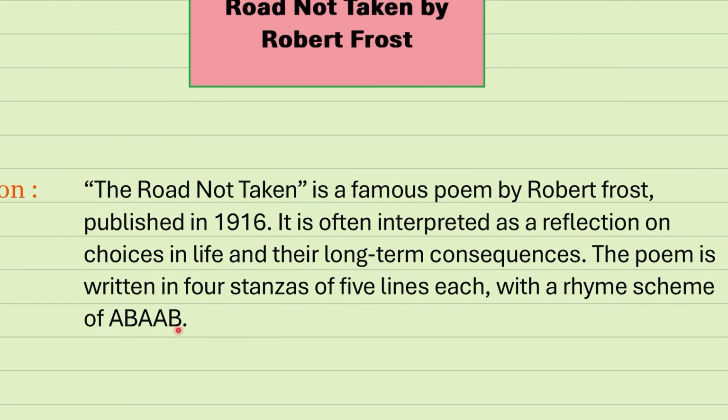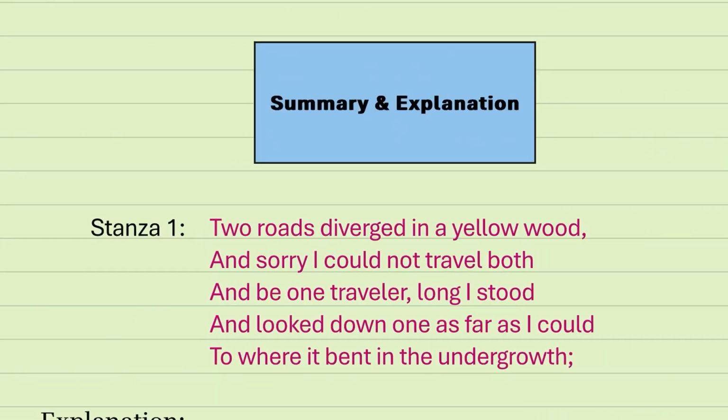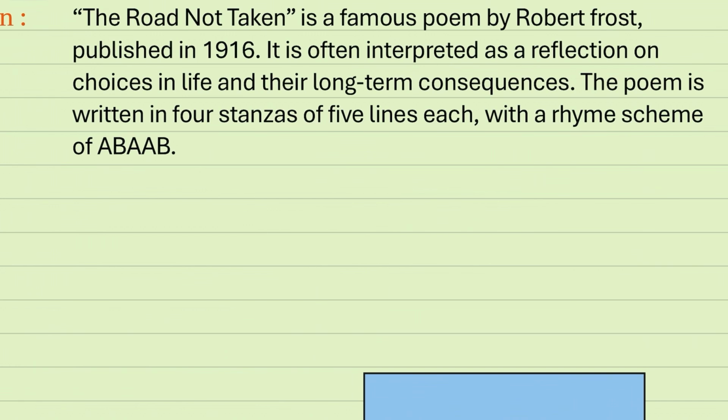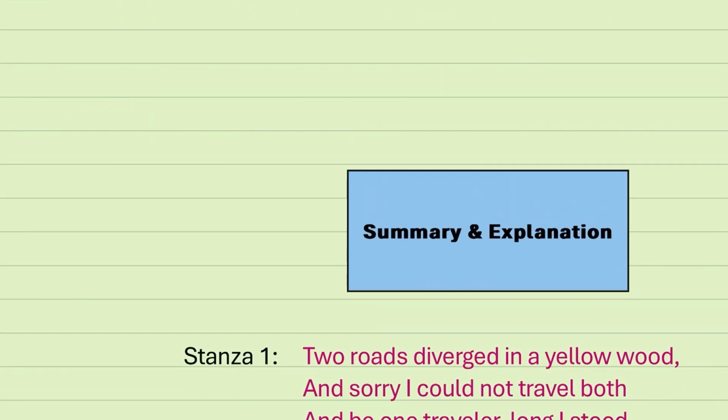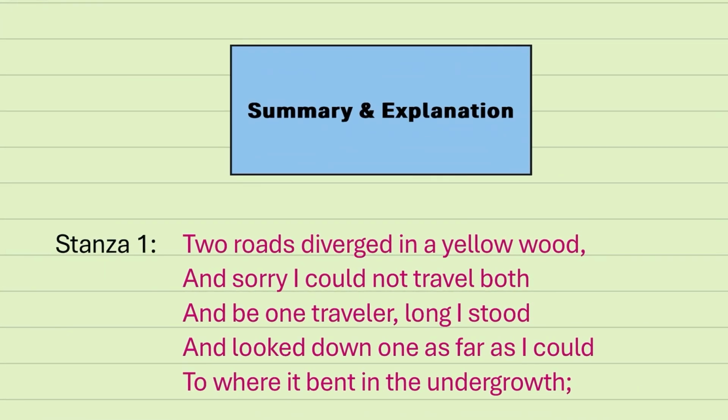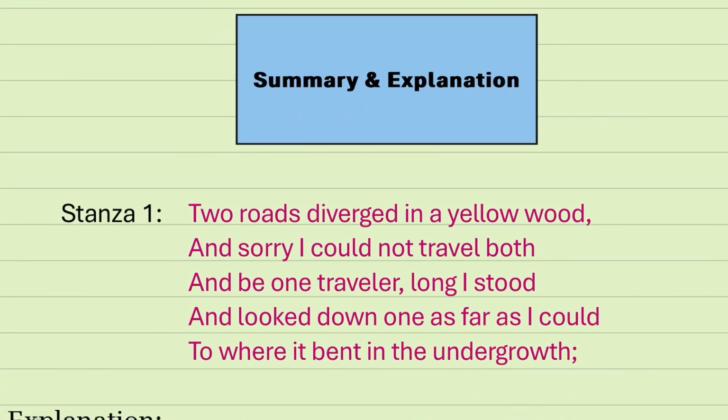Well, for some of you, if you're confused or have no idea what the rhyme scheme of A-B is, that actually means that the first, third, and fourth lines will rhyme, and the second line and the fifth line will rhyme. We'll understand that later. So let's just start. Here's a summary and explanation of all four stanzas of the poem.